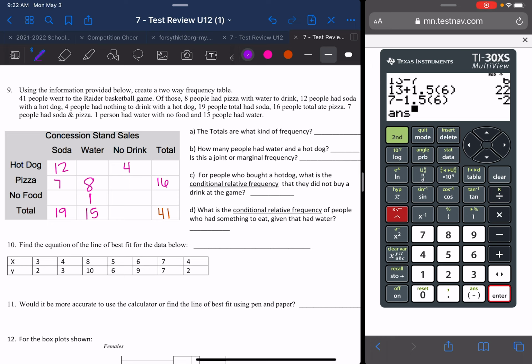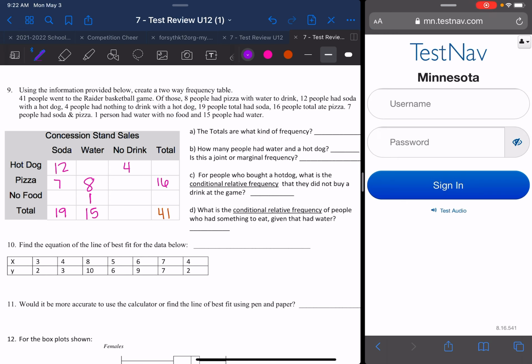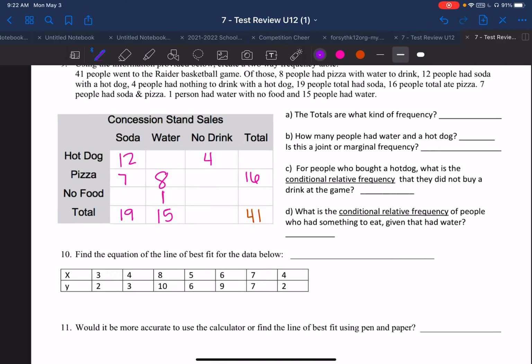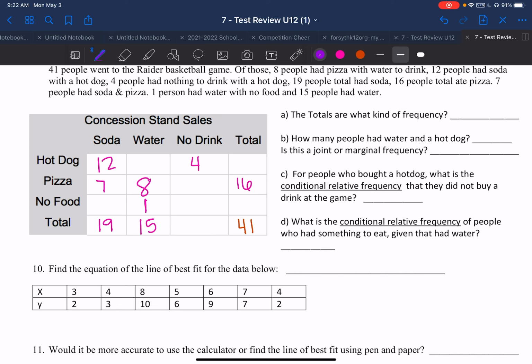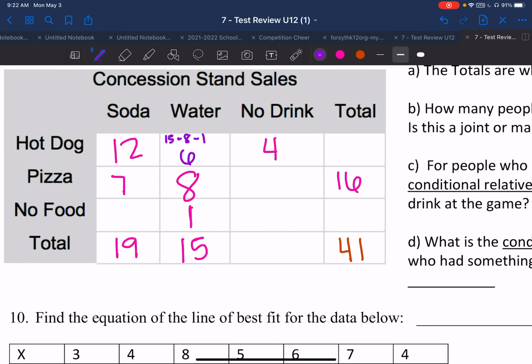So to find how many people had water and a hot dog, we can take 15, subtract 8, and subtract 1. Sorry about that, my calculator's not working any longer. That's going to give us 6. To find how many total people had hot dogs, we can take 12 plus 6 plus 4, which is going to give me 22. To find the total of people that had no food, we'll take 41 minus 16 minus 22. That gives me 3. And to find out how many people had no drink, we'll take 41 minus 19 minus 15. That gives me 7.